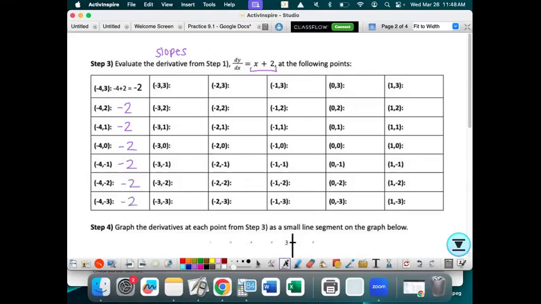Go ahead and fill out the rest of the table. Remember, you only need the x value for this specific derivative to figure out the slope at every single point. I'm going to put mine up here in just a moment.